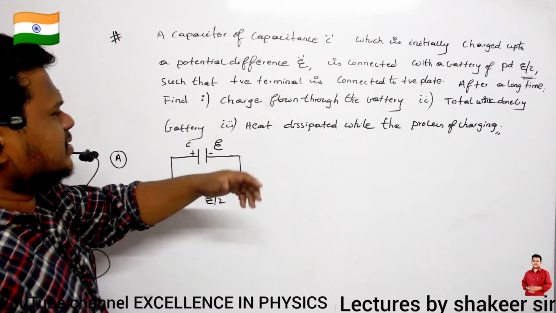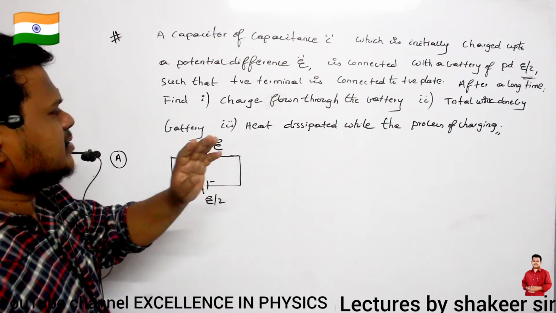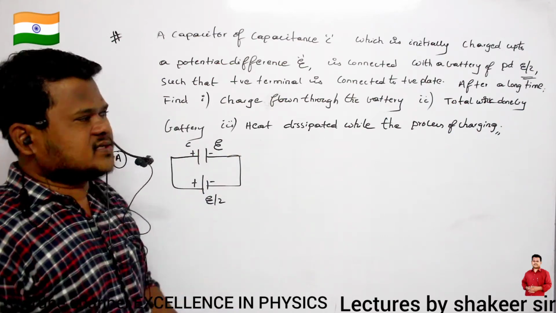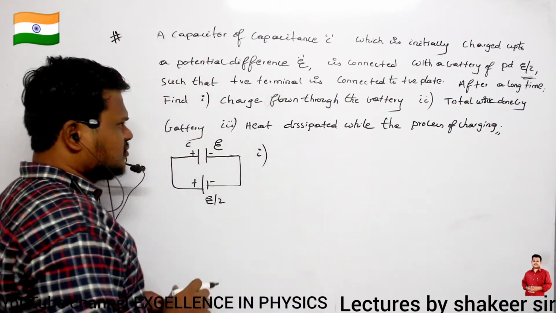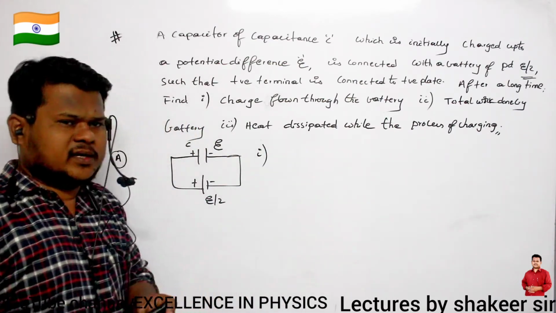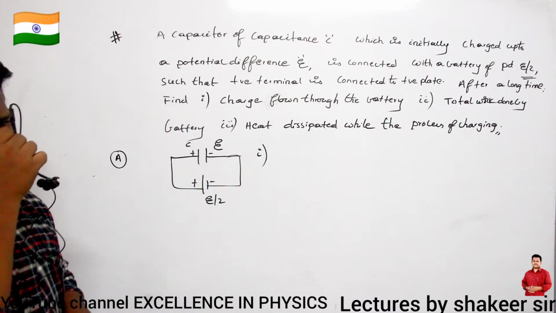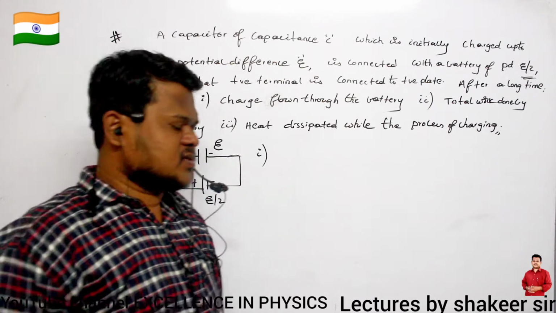Charge flown through the battery, total work done by the battery, and heat dissipated during the process of charging. Okay, so let us calculate the first one. First one is what? Charge flown through the battery. How can I calculate this one? So, no, 0 is not correct.